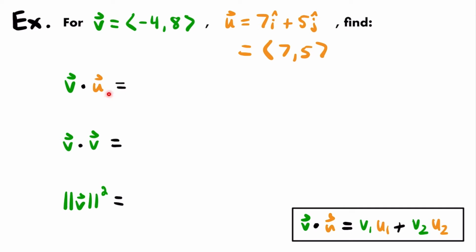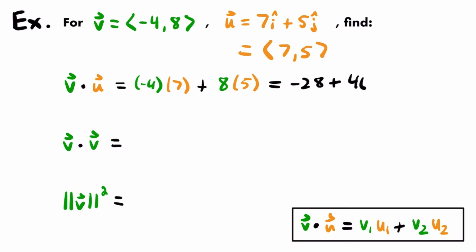Now, for this dot product, we'll have the x components multiplied together. So we'll have negative 4 times 7, and then we're going to add that to the y components multiplied together. So we have 8 times 5. Now let's simplify. Negative 4 times 7 is negative 28. So we have negative 28 plus 8 times 5, which is 40. Now negative 28 plus 40 is going to be 12. And so our final answer is 12.